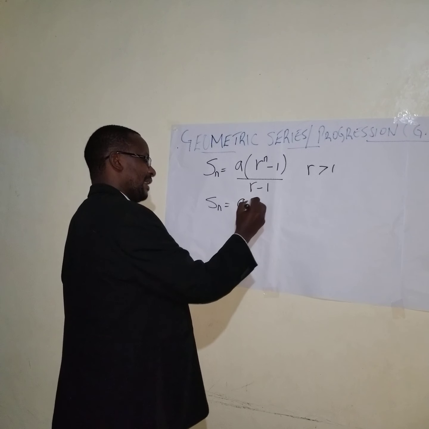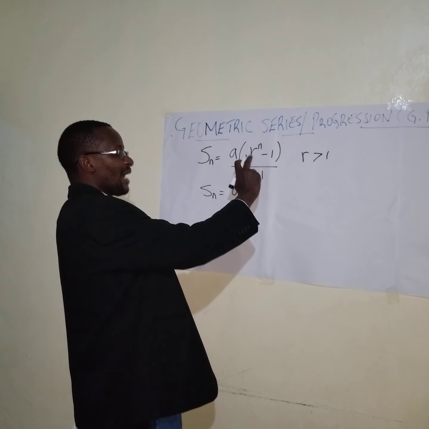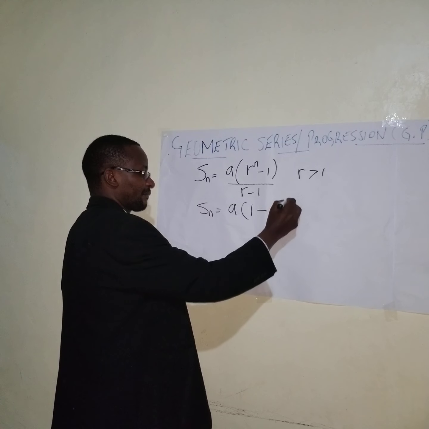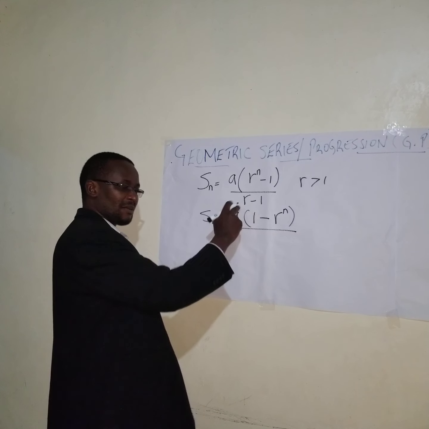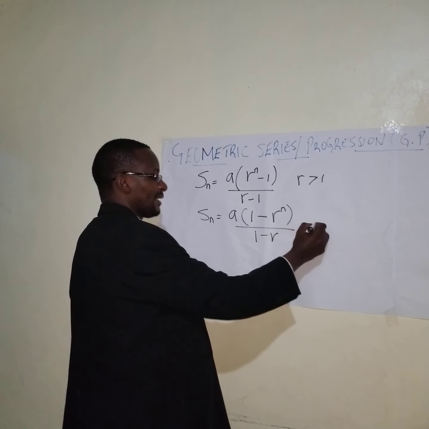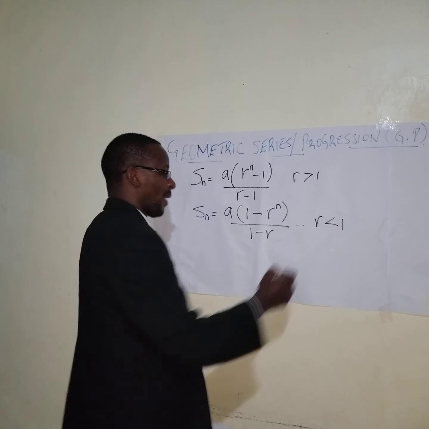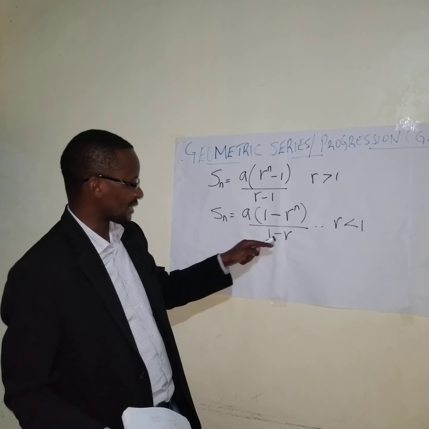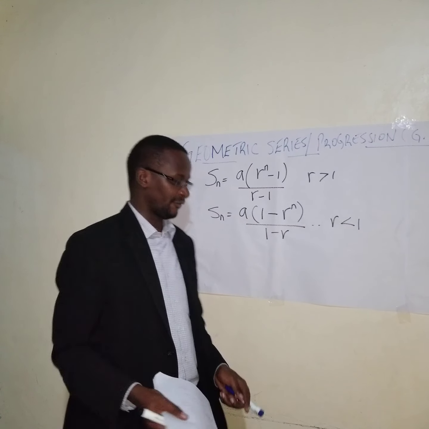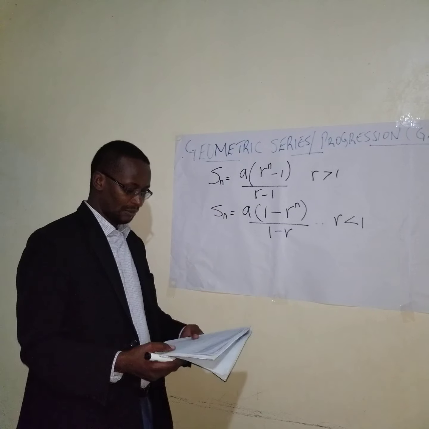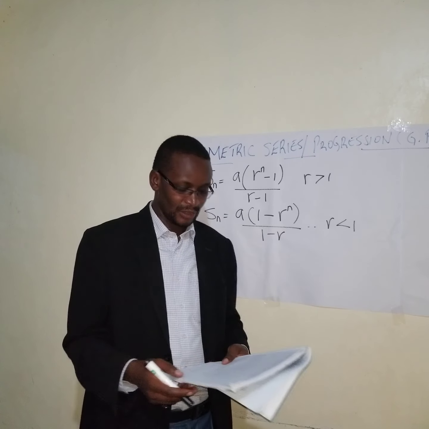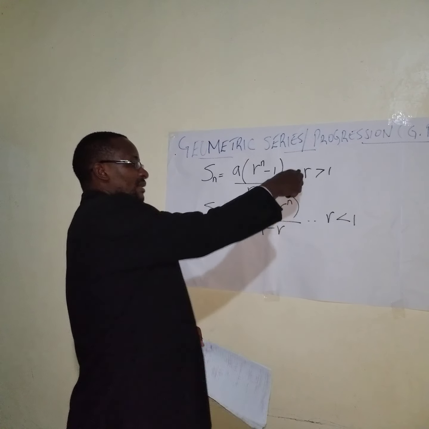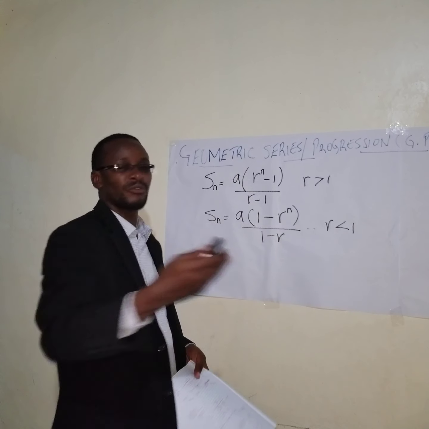So still a is outside the bracket, but now instead of starting with r raised to power n, we start with 1. So we just interchange. We start with 1. And then also in the denominator, instead of starting with r, we start with 1, so 1 minus r. This one is where r is less than 1, just to make sure that we have something that is workable, and the values here, especially the denominator, is not a negative. So with this, you can be able to work out Sn. So the most important thing is to be able to look at a question and know if r is greater than 1 or less than 1. Then you know which formula to apply.